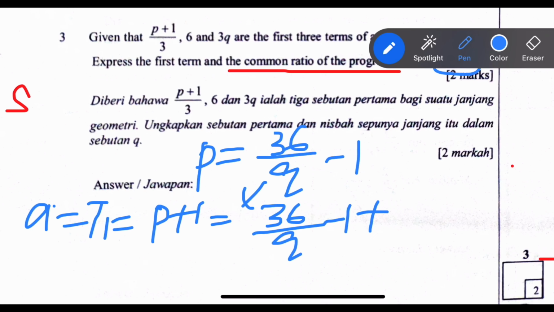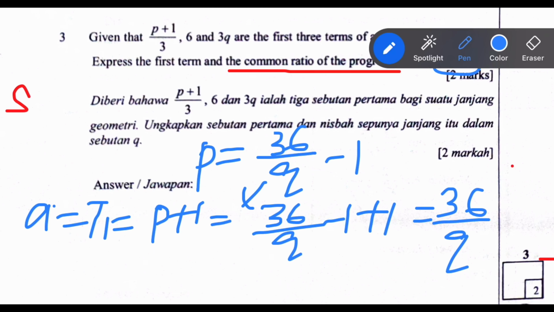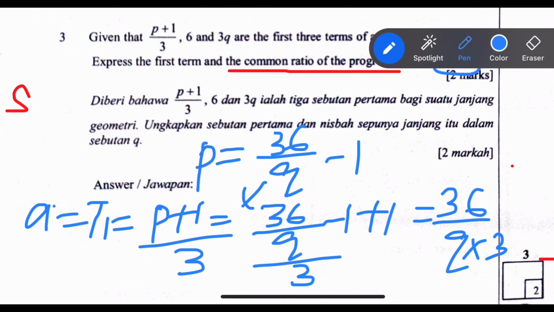Okay, and then I have to plus 1. And then I have to divide by 3. Okay, because the first term is P plus 1 divided by 3, so don't forget to divide by 3. And finally, you have to simplify the answer to the simplest form. So you have 36 over 3, which is 12 over Q. So the first term in terms of Q is 12 over Q. Okay? Understand? So we have settled the first term.